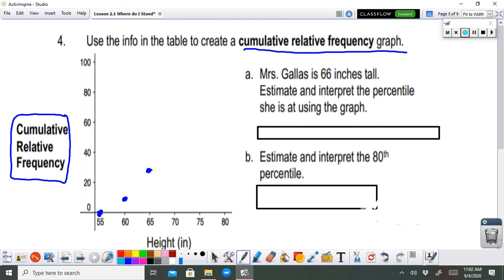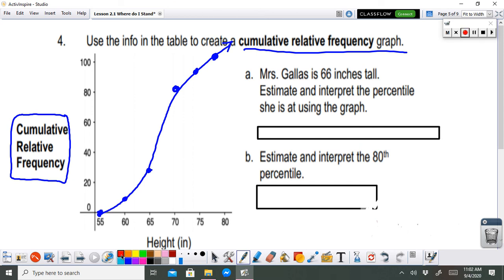70 and below is 80%. Oh, sorry, 80% is right here. 75 and below is 95. And then 80 and below is 100%. And let's try to connect this one. And that, my friends, is what we call a cumulative relative frequency graph.